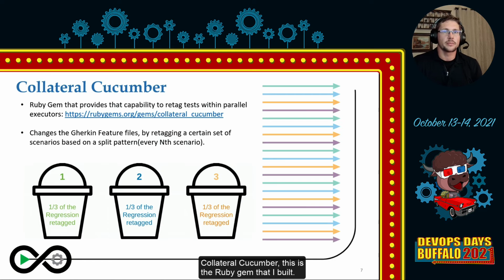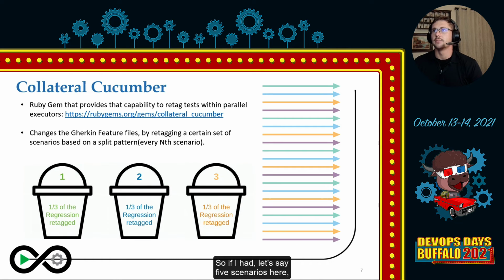Collateral Cucumber. This is the Ruby gem that I built. It provides the ability for the containerized instance of Cucumber to only run a certain set of tests. And it does this, like I said, by retagging the scenarios. It's actually going through the feature files, finding all the scenarios, and then in a round robin manner, meaning every nth scenario gets dropped into a bucket.